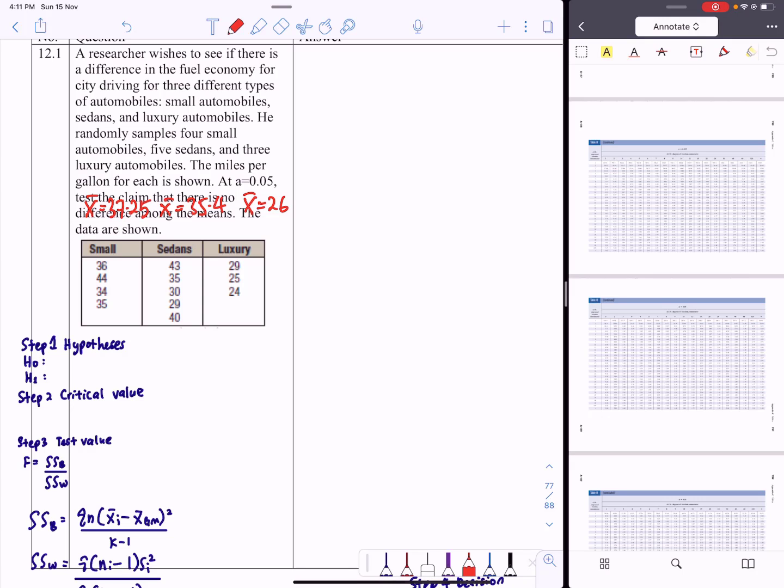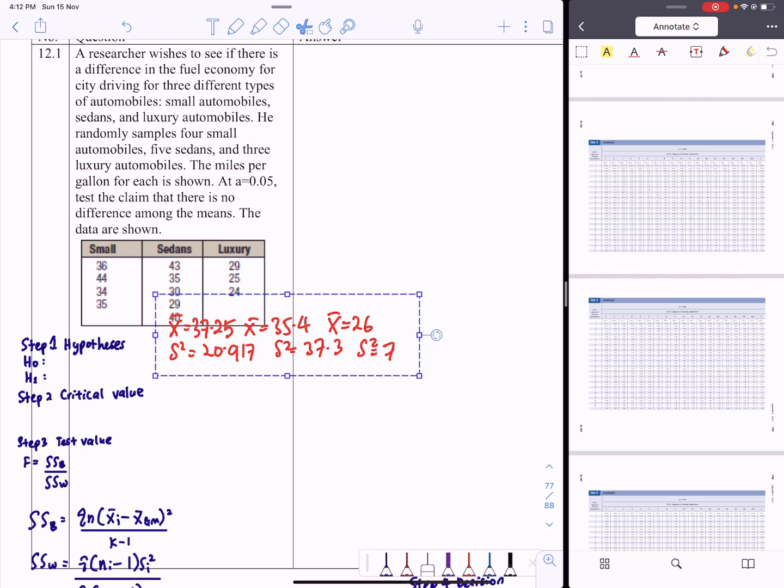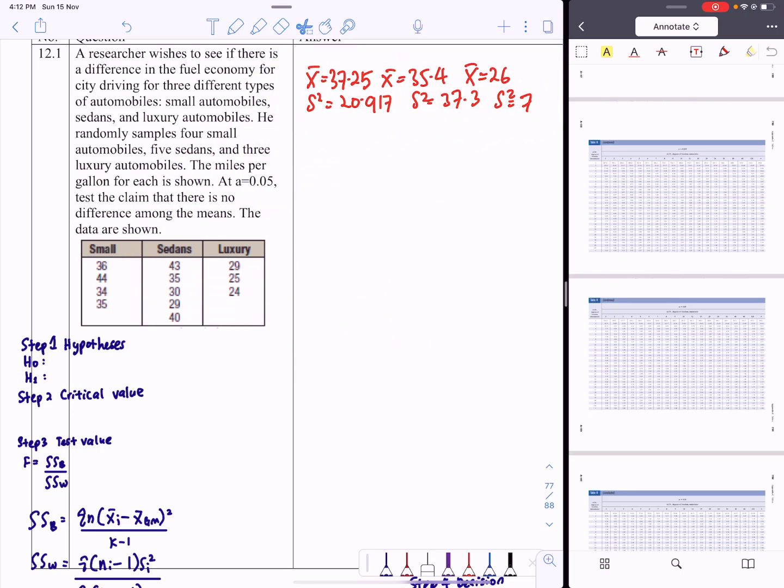And also the variance is 20.17, 37.3, and 7. This is what we call the information on the mean and also the variance. Of course you need to name it, ya. We have the mean and also the variance.